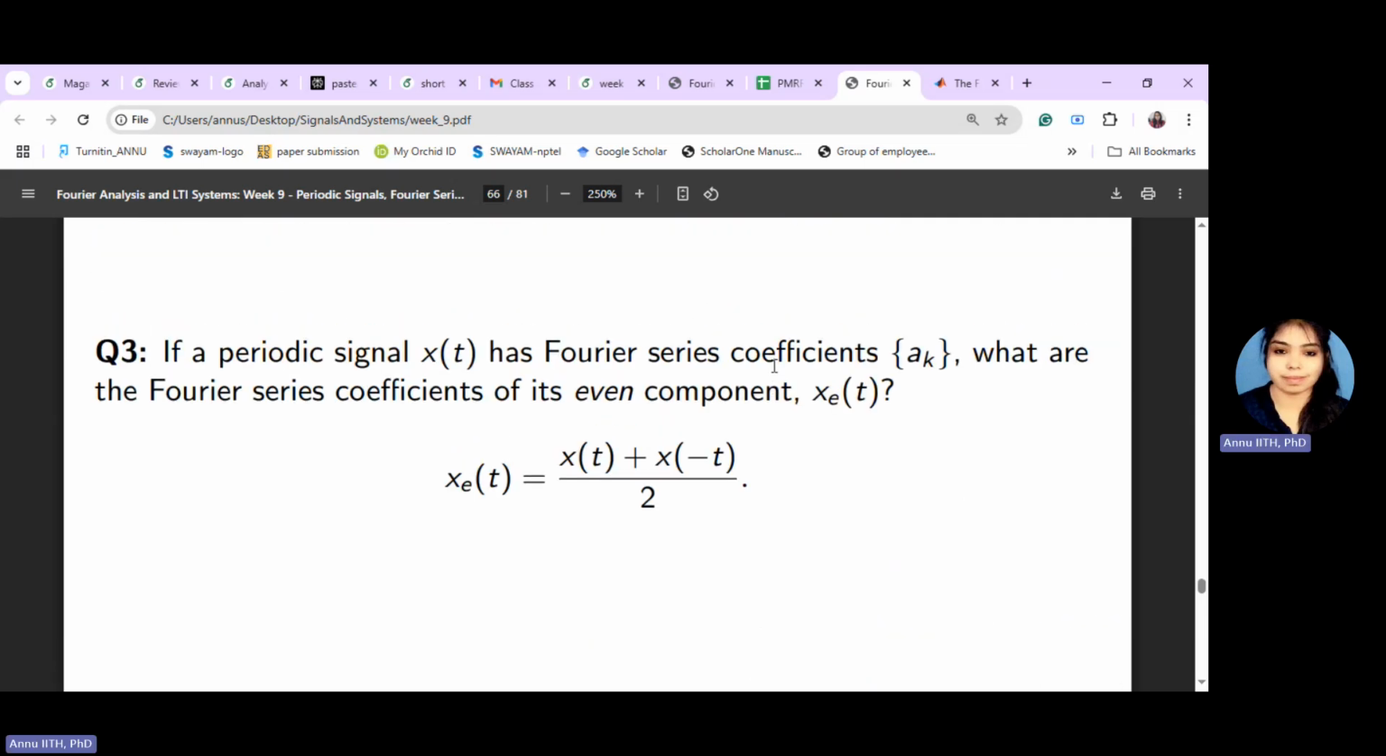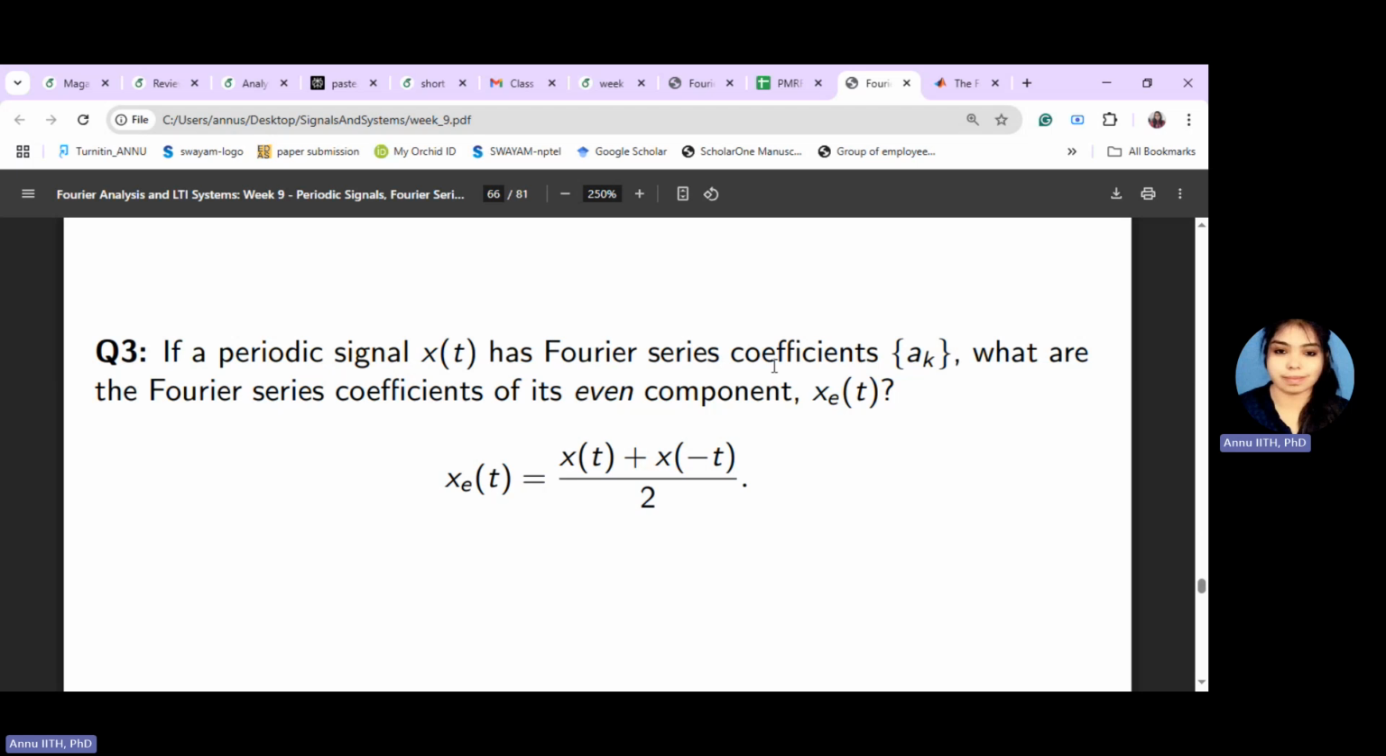Now, question number 3. Quick, quick, quick. If a periodic signal x(t) has Fourier series coefficients a_k, what are the Fourier series coefficients for the even component, x_e(t)? What do you think? The even component will just be a sum of cosines, that is, the even part of the sines.